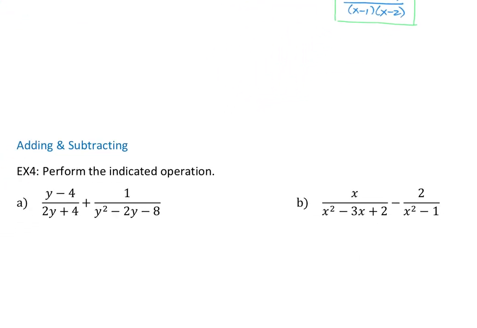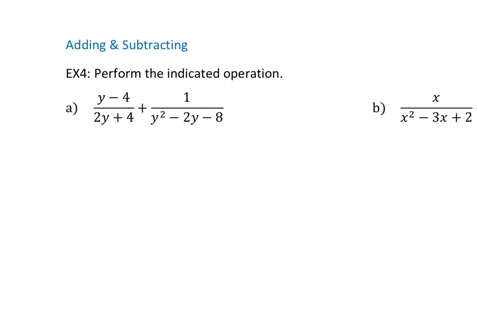Now let's review addition and subtraction. Remember, these are fractions, so when we add or subtract, we have to have the same denominator. The easy thing would be to simply multiply the two denominators together to get a common denominator. But these are rational expressions. If I multiply the 2y plus 4 times the y squared minus 2y minus 8, it's a binomial times a trinomial. It's going to be a big, huge mess, and I don't want to do that.